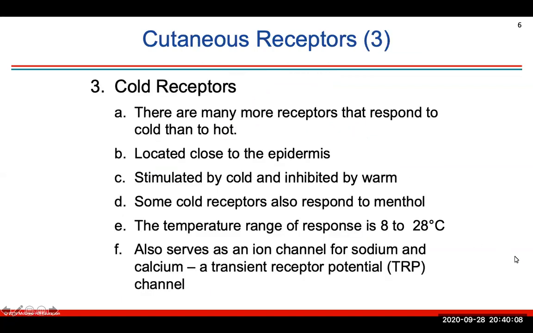Cold receptors: there are many more receptors that respond to cold than to hot, and these are located close to the epidermis. They are stimulated by cold and also inhibited by warm. Some cold receptors also respond to menthol, which is a type of alcohol. The temperature range of response is from 8 to 28 degrees Celsius, and they also serve as an ion channel for sodium and calcium. So those are cold receptors. There are many more receptors that respond to cold than to hot.